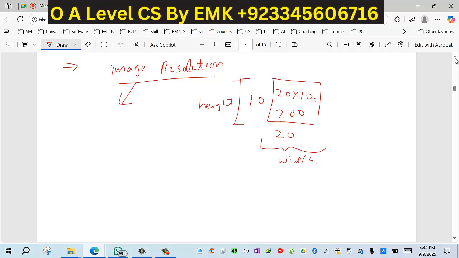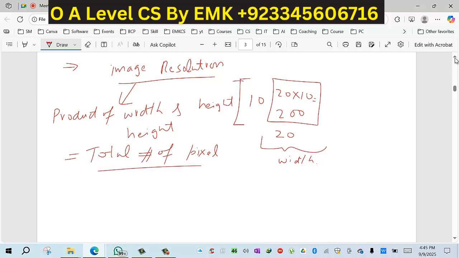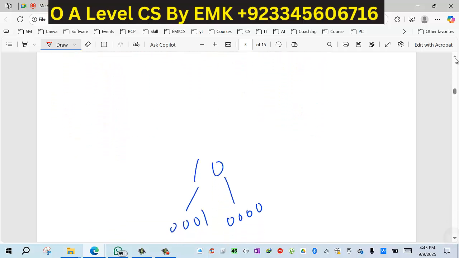Image resolution is always written as product of width and height. This will give you total number of pixels. Image resolution is always about number of pixels in bitmap image defined by the product of width and height. Understood? Yes. Okay.